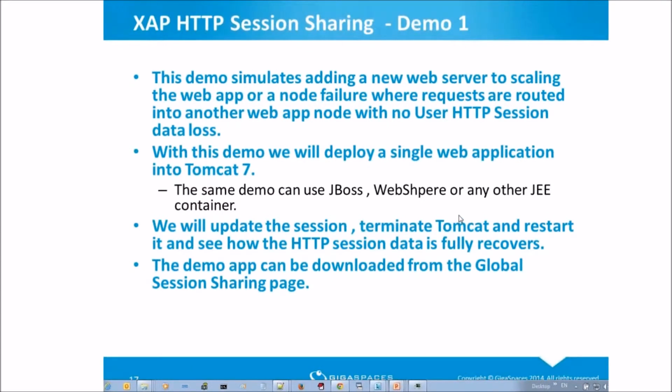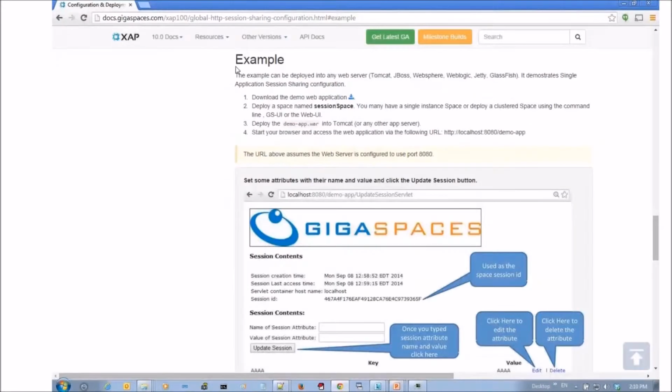With this demo, we'll deploy a single web app into Tomcat 7. Note that the same demo can use JBoss, WebSphere, or any other JEE container. We will update the session, terminate Tomcat, and restart it, and see how the HTTP session data is fully recovered. The demo can be downloaded from the global session sharing page, as seen here, by following the steps provided.